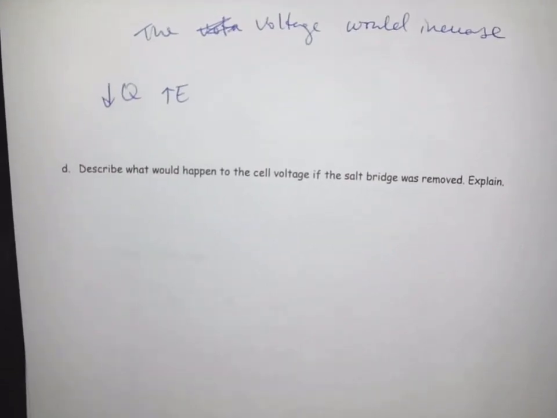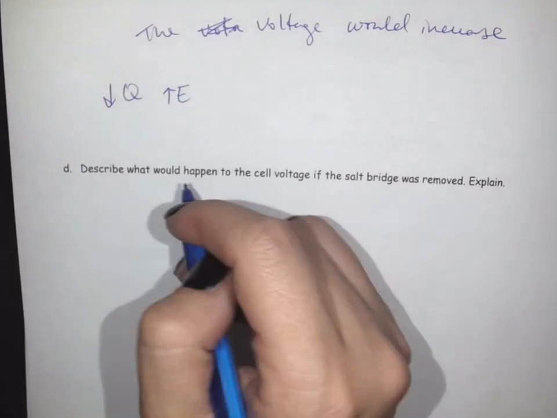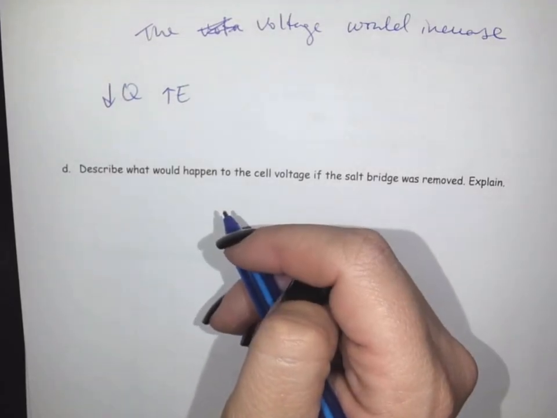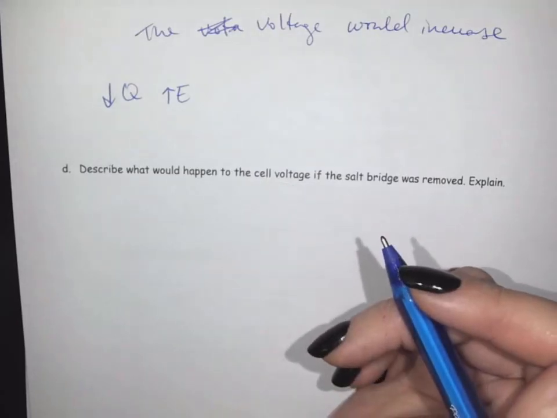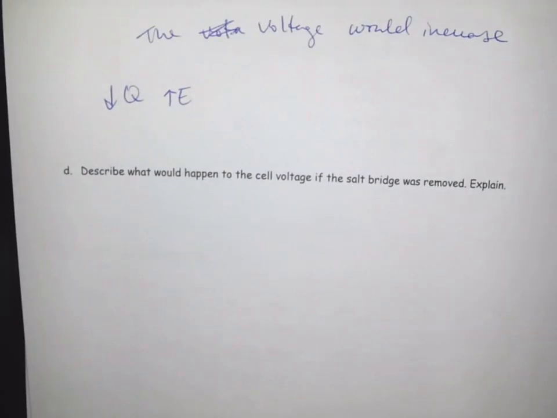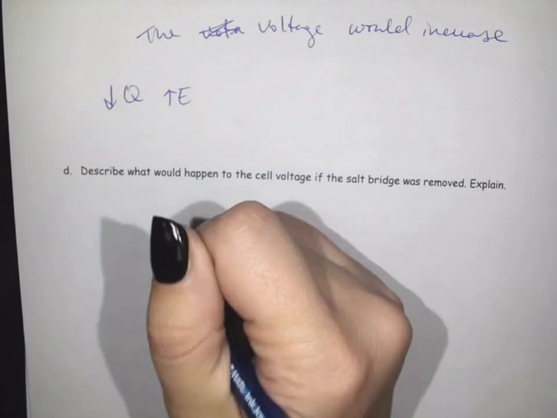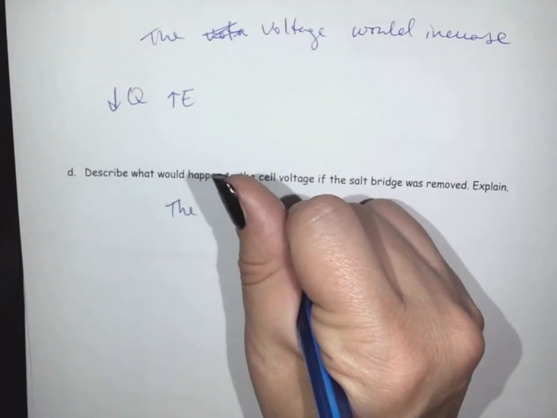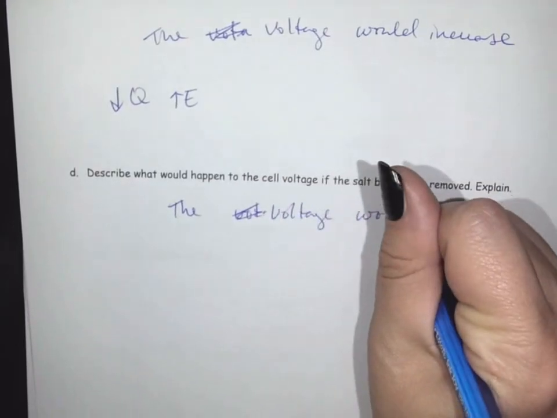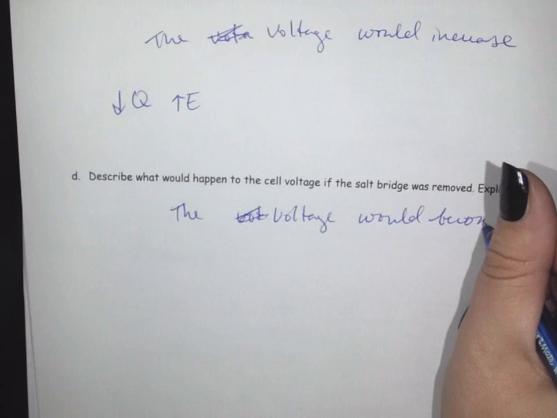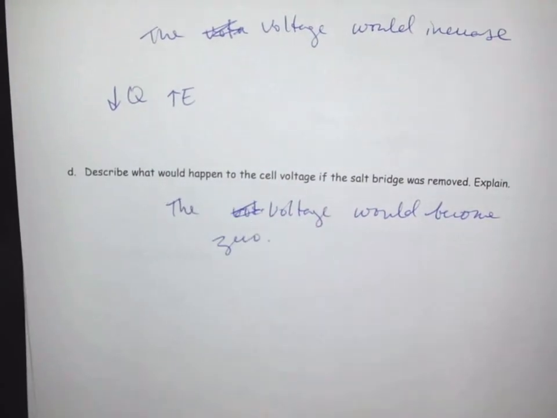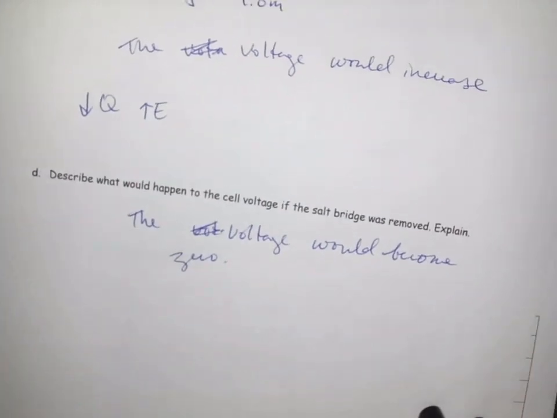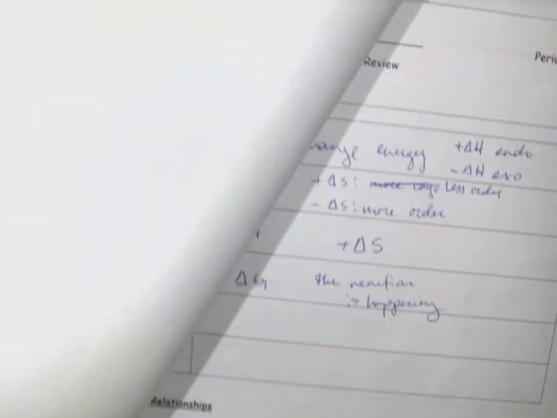Describe what would happen to the cell voltage if the salt bridge was removed. Anytime we remove the salt bridge or we replace the salt bridge with a wire, it stops the movement of electrons, and the voltage becomes 0. So the voltage would become 0. And then your explanation could be as simple as the reaction stops occurring, so the electrons stop moving. That would totally work.